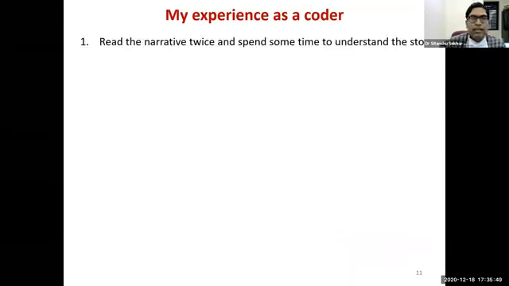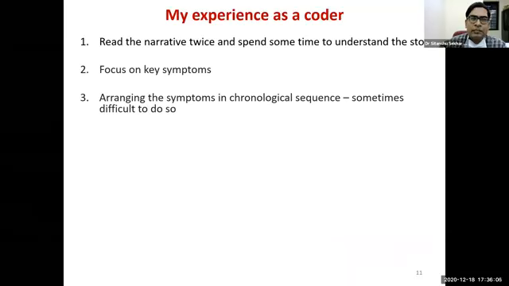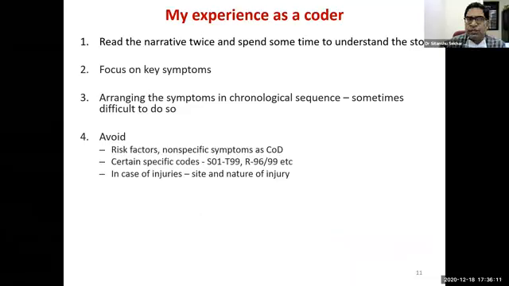I'll take one more minute to share my experience as a coder. When I started, the best thing I found useful is to read the narrative twice. If you read it twice, the story becomes better, and we should spend some time to understand the story. Focus on the key symptoms, as was already told. Sometimes arranging symptoms in chronological sequence helps. Avoid risk factors and non-specific symptoms as underlying cause of death, as has been told again and again. Certain specific codes, the garbage code discussion we already had. In case of injuries, site and nature of injury should not be coded as underlying cause. Rely on your clinical judgment when sufficient information is not available.